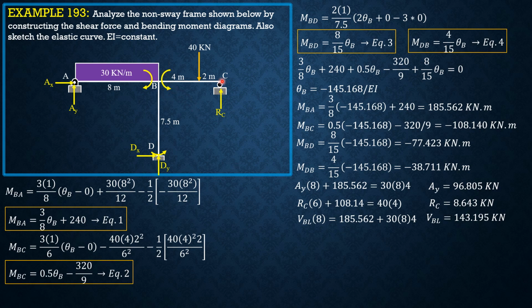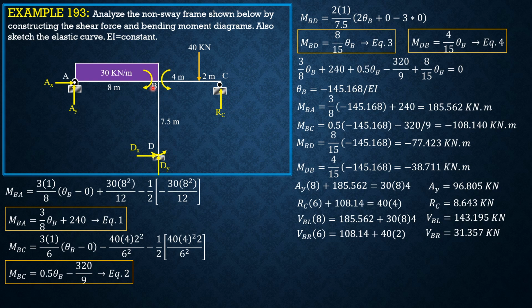assuming upward, considering BC, summation moment C equals 0, so shear at B just to the right times 6 is equal to moment BC, which is 108.14, plus moment of the load 40 times 2. So shear at B just to the right is equal to 31.357 kilonewtons.